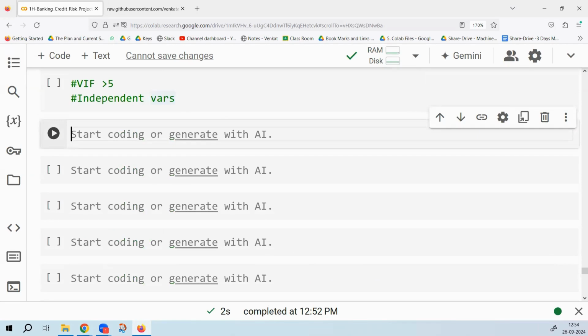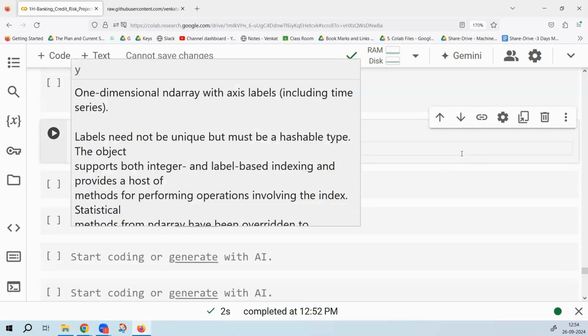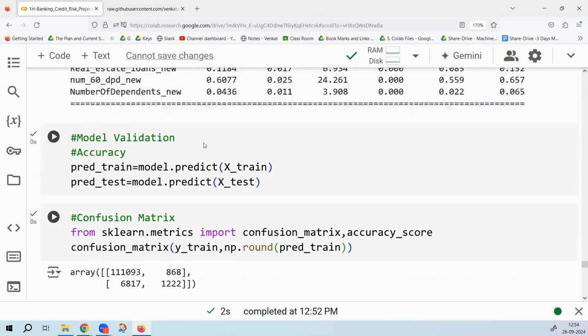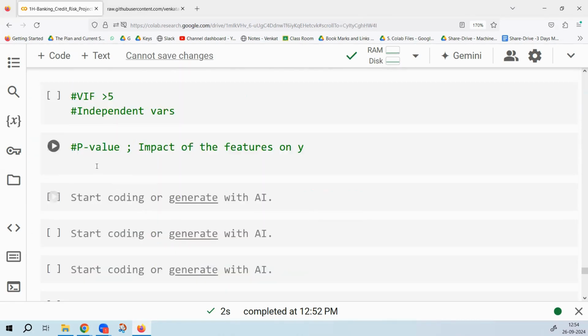P value. Check for the p value. You are on the right track. P value will tell us the individual impact of the features on the target variable Y. We have discussed this in the classroom. So let us have a quick look at the output once again. This is a model that we have built earlier.